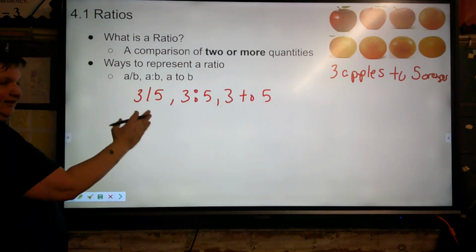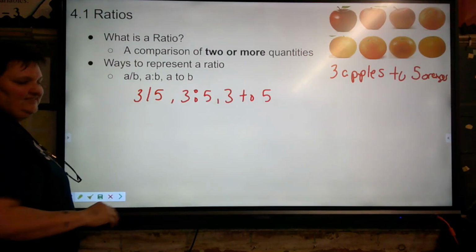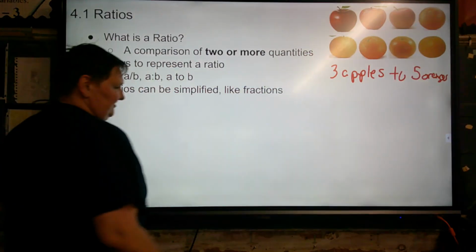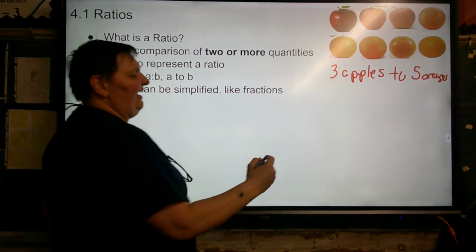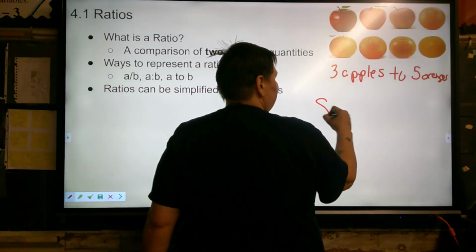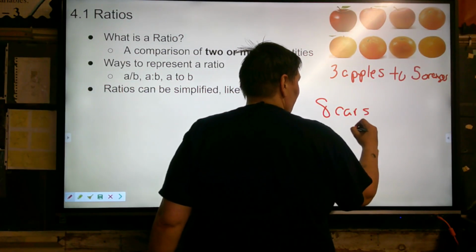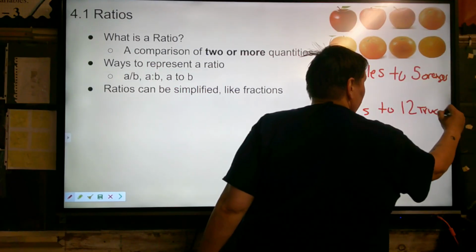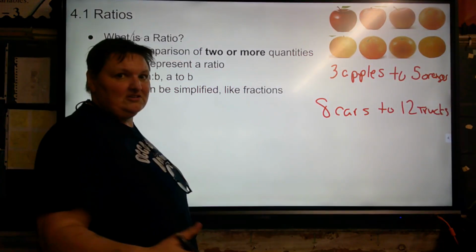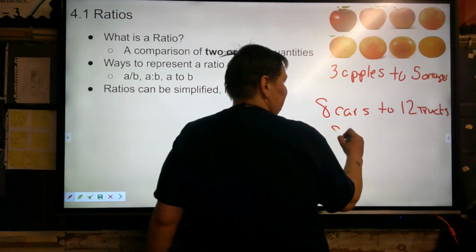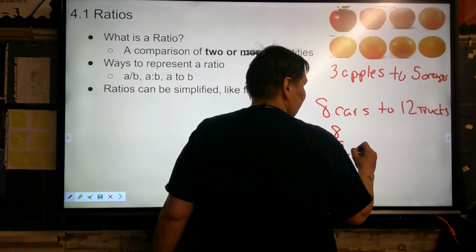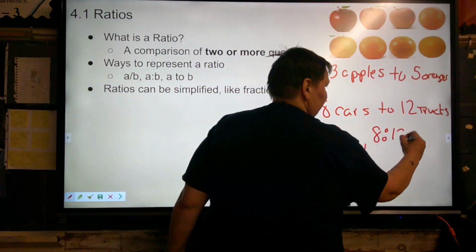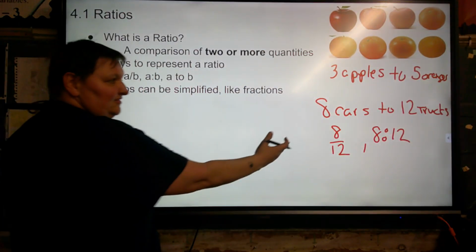3 apples to 5 oranges. Use this idea of a ratio. They can be simplified like fractions, right? So suppose you have 8 cars and 12 trucks. What's the ratio? 8 cars to 12 trucks. 8 to 12 is the ratio. Or you could write it 8 to 12, right? This can be simplified.